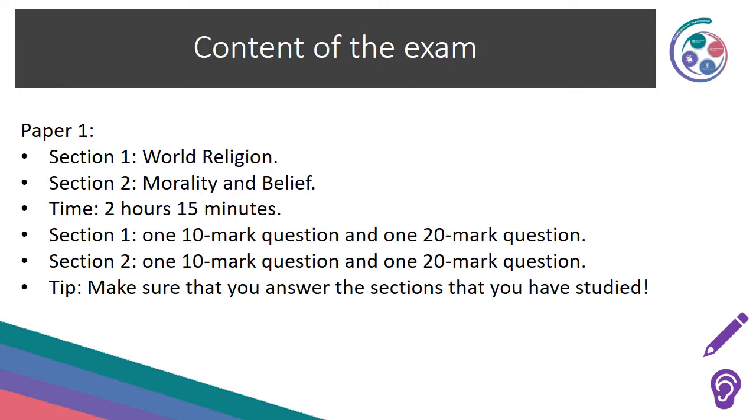So what's the content of the exam? Paper 1 has two sections. Section 1 is world religion. So you will know which world religion you're studying. It could be one of Buddhism, Christianity, Islam, Judaism, Sikhism, or Hinduism, and you should be aware which one you are going to be answering questions on. Section 2 is morality and belief. And again, there are six different sections there too, and you should be aware which one you are answering as well.